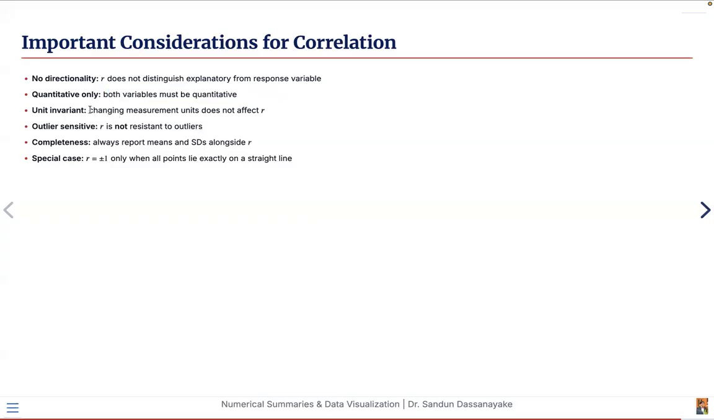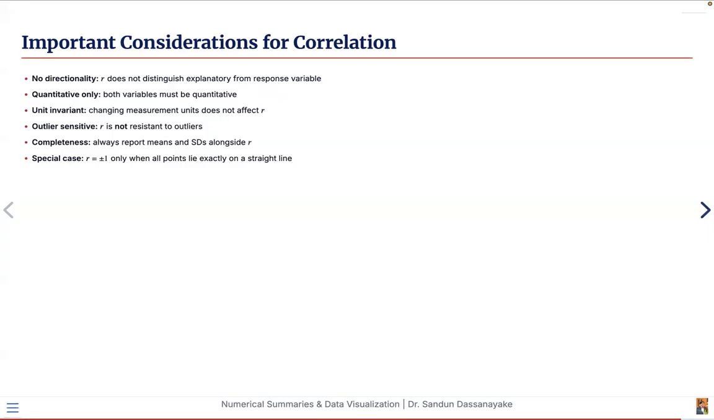Unit invariant: changing measurement units does not affect R, because you remember Sxy divided by the square root of Sxx Syy, so the units cancel out. Outlier sensitive: R is not resistant to outliers, which means when you have outliers, you can get different R values.